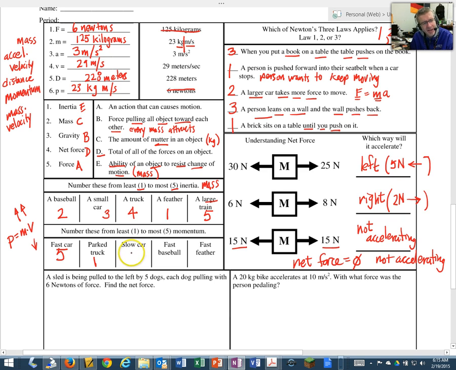A slow car, I'm going to say, has a little bit less momentum than a fast car because it also has a big mass. It definitely has more mass than a baseball or a feather. A feather only has slightly more momentum than a parked truck, only because it's moving. Not because it's huge, but just because it's moving. And then a fast baseball has a little bit more mass than a feather, definitely more speed than the feather. Well, no, it has comparable speed to the feather, but it hasn't got the mass of a slow car. So, hey, you could argue that these should be switched, 4 and 3.